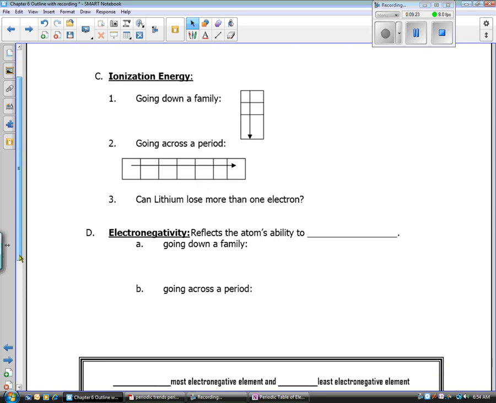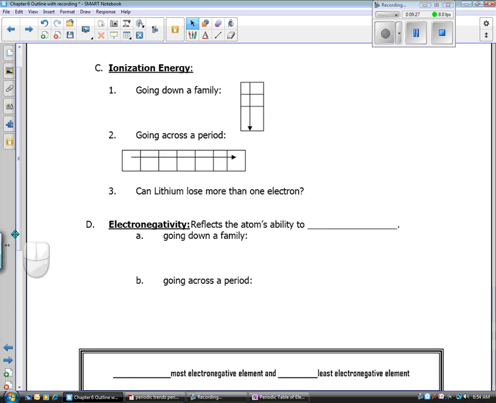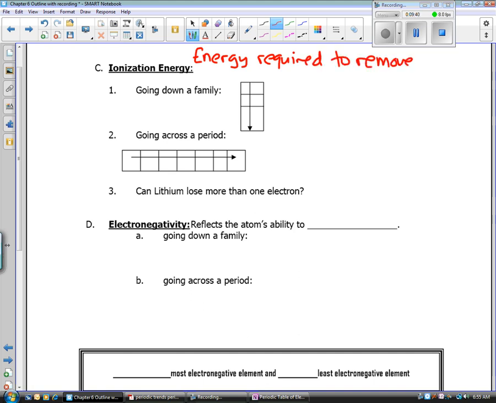Now we've got, what, 2 more here? Yeah, 2 more. Ionization energy is your next one. It's the energy required to remove an electron. Okay, to take an electron away.